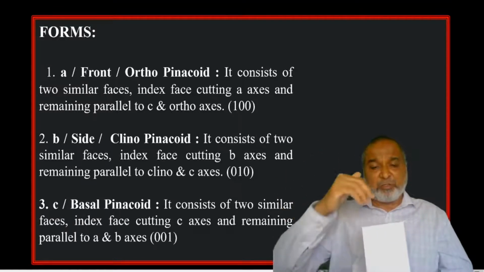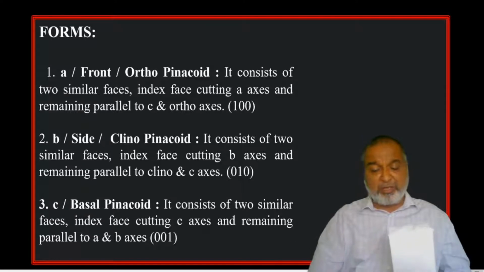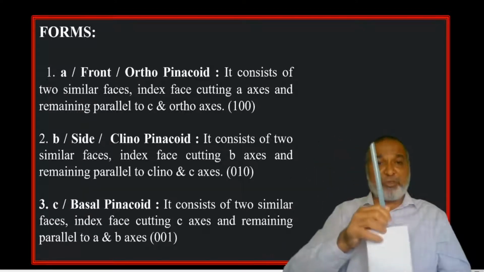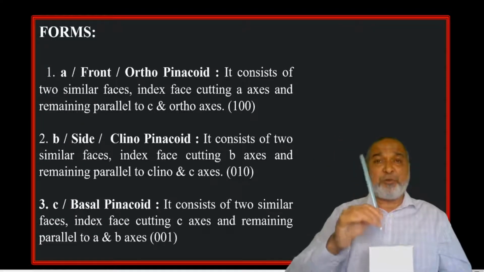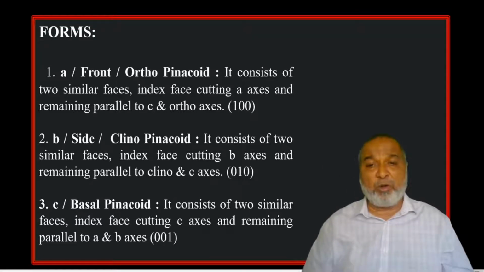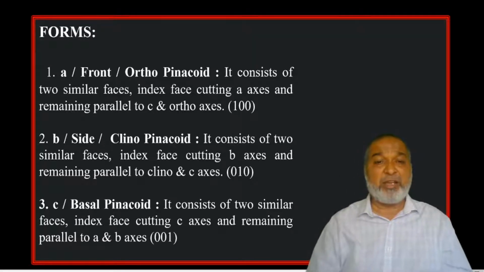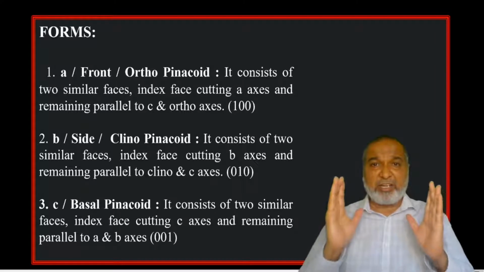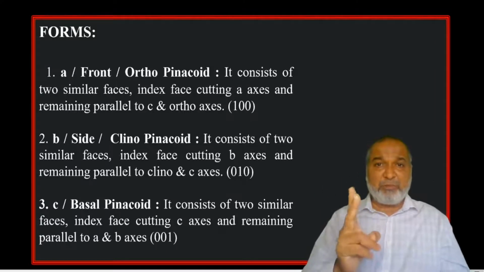Yes, and it is only cut by the C axis. So here we have only C passing through this one. So it is 0 0 1. So it will be called the C pinacoid, or the basal pinacoid. It consists of a pair of two similar faces.